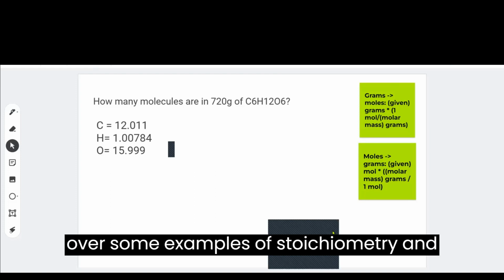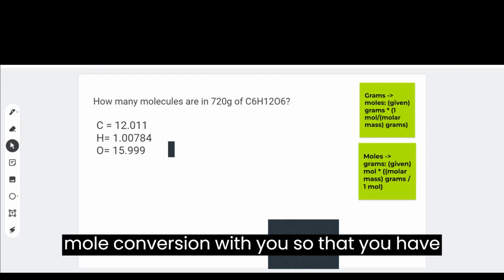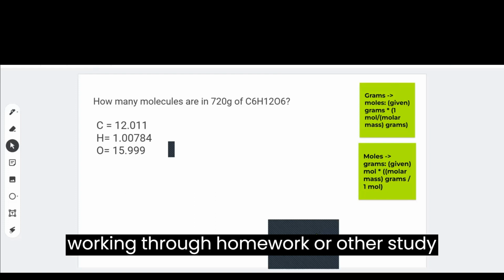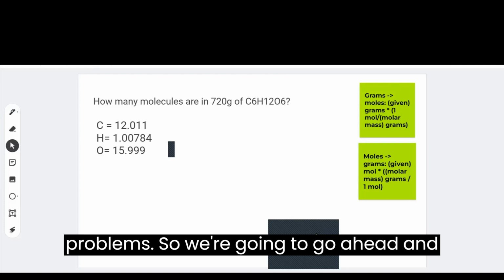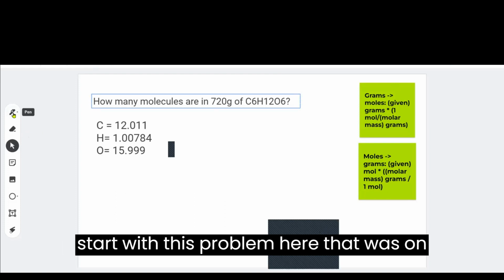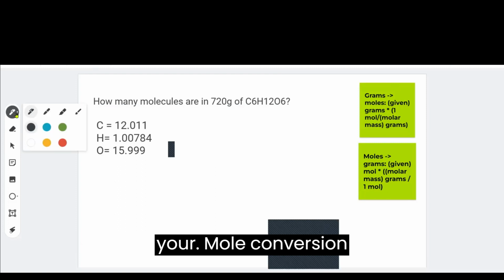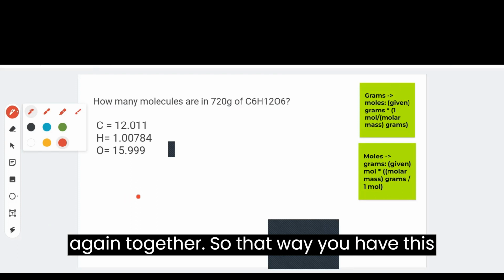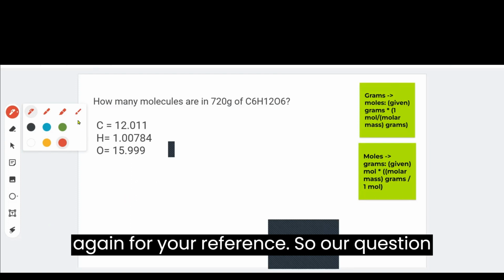Today I'm going to go over some examples of stoichiometry and mole conversion with you so that you have these at home to reference as you're working through homework or other study problems. So we're going to start with this problem here that was on your mole conversion practice that we did in class. We're going to walk through it again together so you have this for your reference.